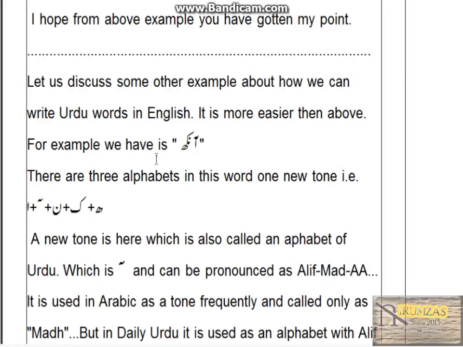For example, we have the word ankh. The English meaning is eye, E-Y-E. There are 3 alphabets in this word and 1 new tone: alif with the mad tone. This tone is new for you because it is very frequently used in Arabic, but in Urdu it is used only with alif, and this tone is called mad.